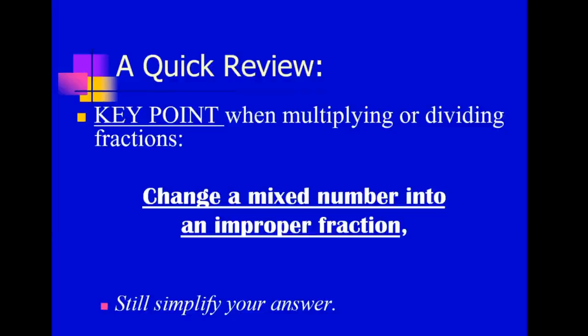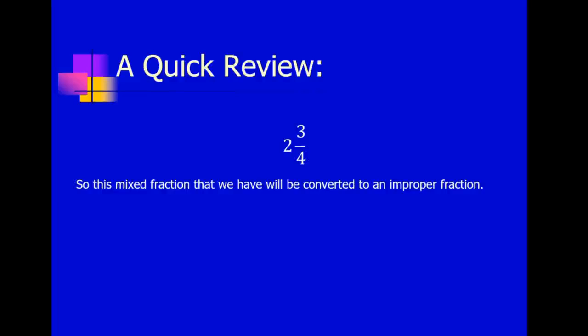So, changing a mixed number into an improper fraction, if you don't know how to do that, here's how. We have this mixed fraction over here, which is 2 and 3/4. We will convert it into an improper fraction. Now, how do we do that? Well, it's quite simple actually. As you can see, we have 4. You just need to multiply 4 to 2 and then add 3. So, 4 times 2 is 8 plus 3 is 11. Am I correct? Yes, I am correct. So, our improper fraction will be 11 over 4.